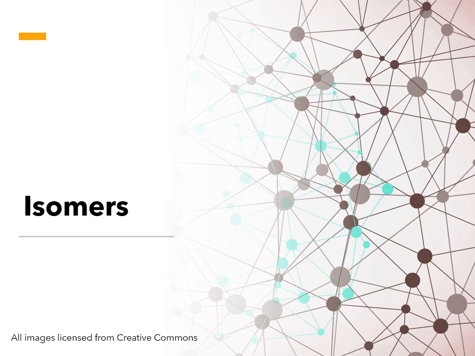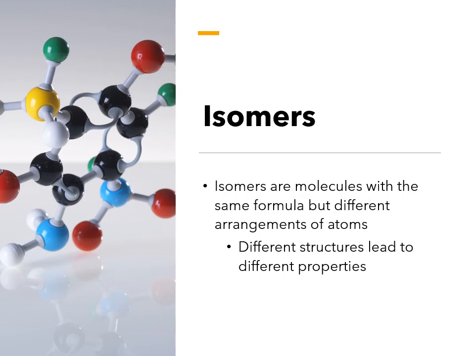In this video, we're going to talk a little bit about what isomers are and look at some important examples of them in biology. Isomers are molecules that have the same molecular formula, so they have the same number of the same types of atoms, but the atoms are arranged differently.